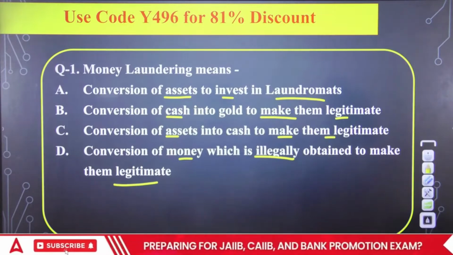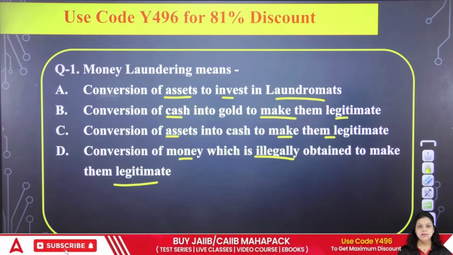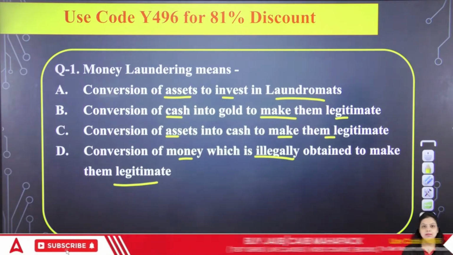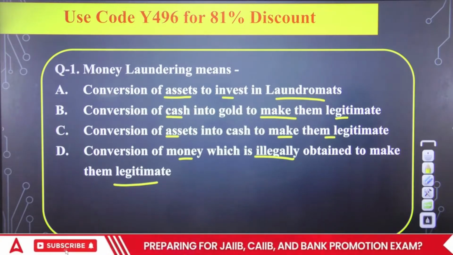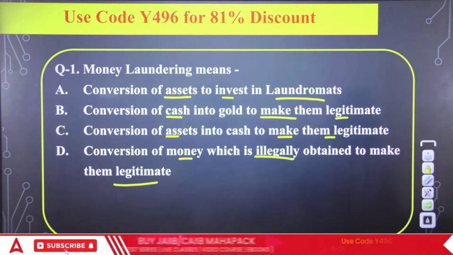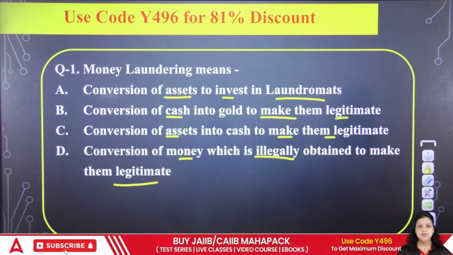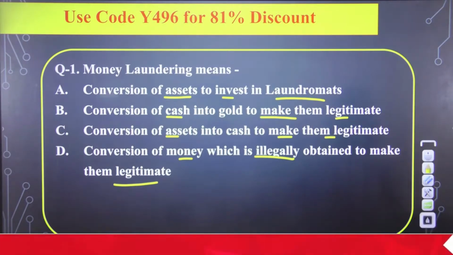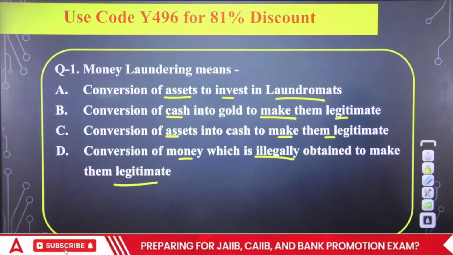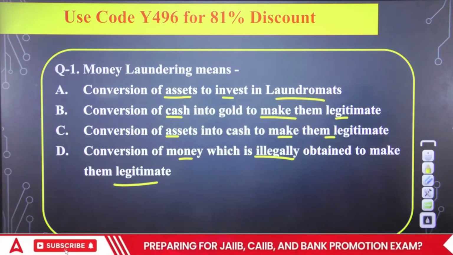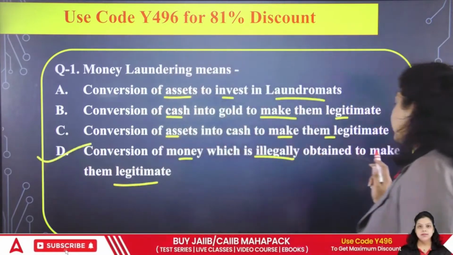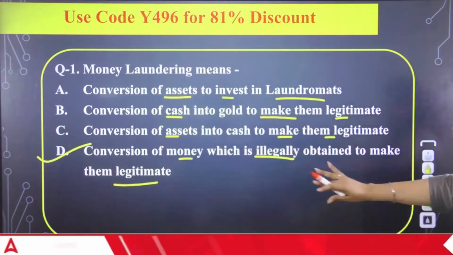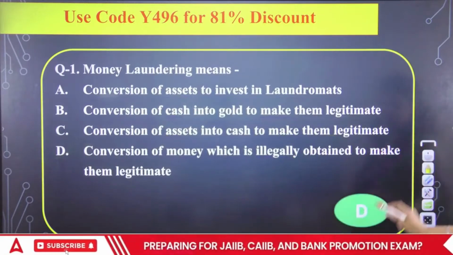So we are talking about money laundering. Money laundering simply is a process to convert black money into white money. When you are converting black money into white money, that is known as money laundering. So which of the following options defines that conversion of black money into white money? The right answer will be D, conversion of money which is illegally obtained to make them legitimate. The correct answer is D.